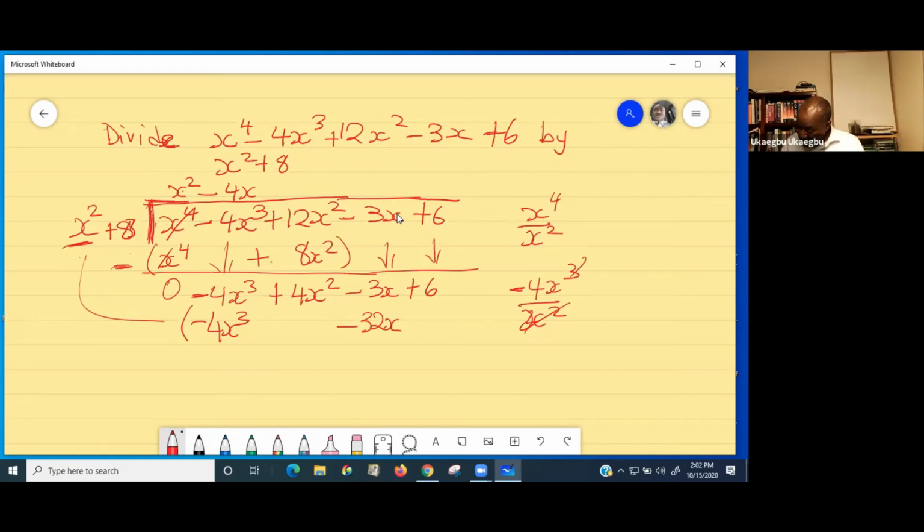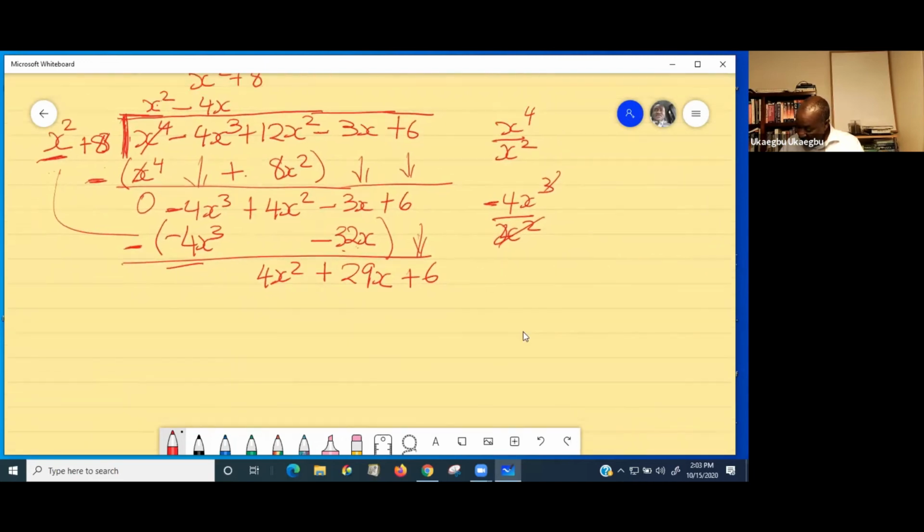Then you introduce your sign, and this crosses out, and this turns to positive. And 32 minus 3 is 29. So you have 29x. You bring this one down, and this is positive this time around. So you bring this one down, and that should be 4x squared. And then you bring this other one down. This is plus 6. And then you just keep going.